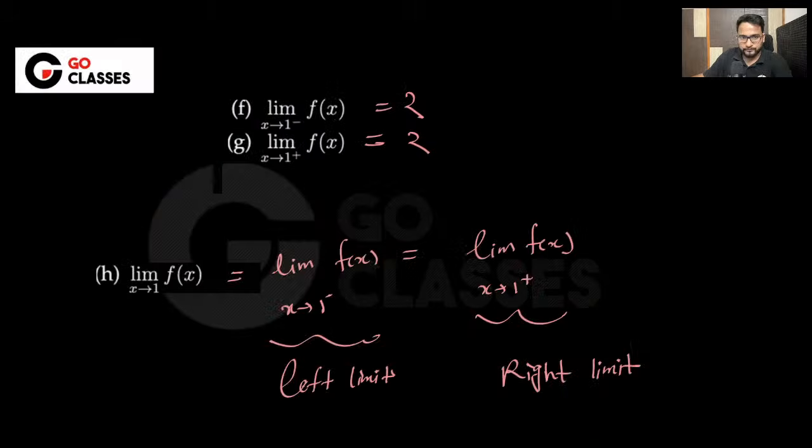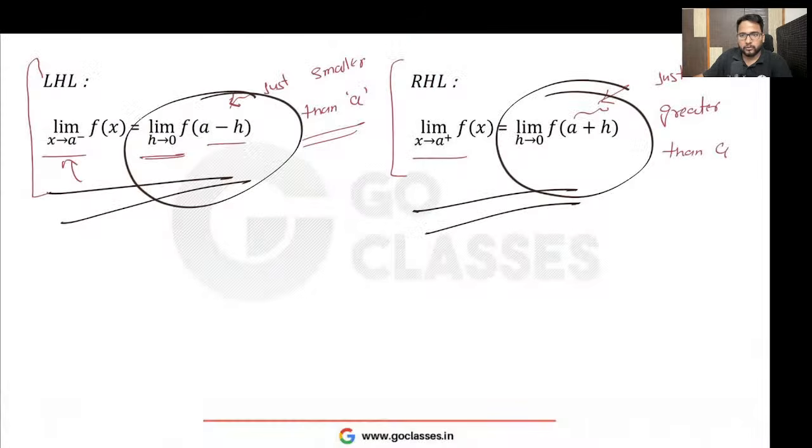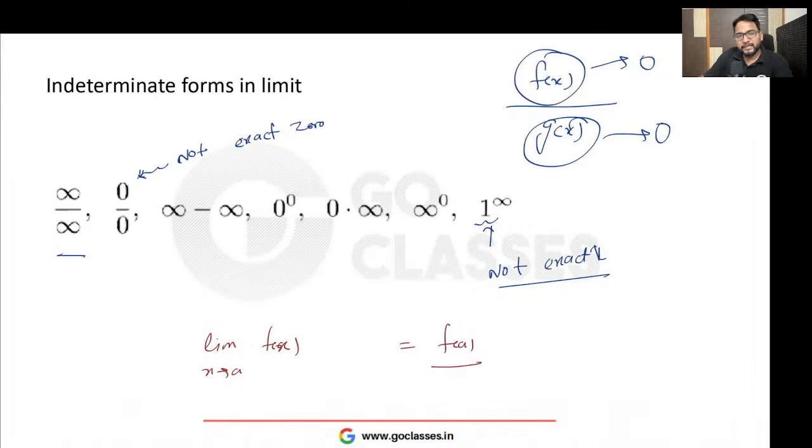Okay. Cool. So now let's move to this. There are a few forms of the limit, which are basically something like infinity upon infinity that you might have seen, 0 upon 0, infinity minus infinity, 0 power 0, 0 into infinity, infinity power 0, 1 power infinity. There are a few forms of limits.